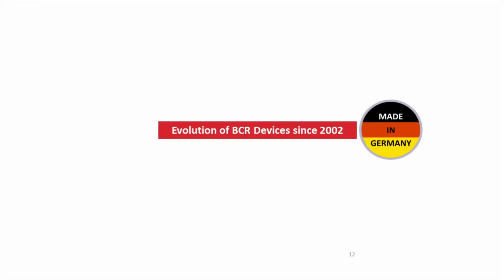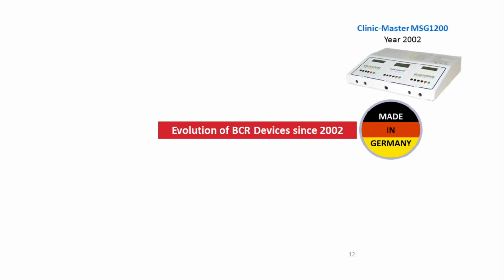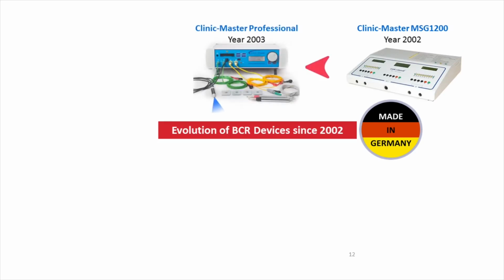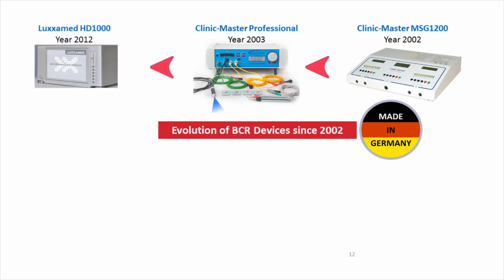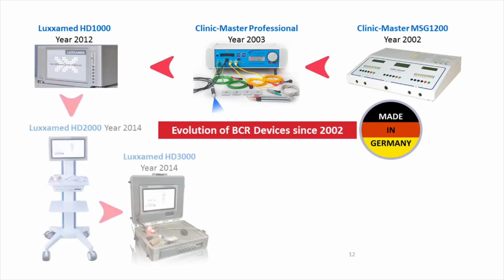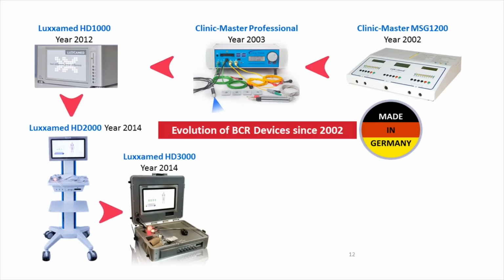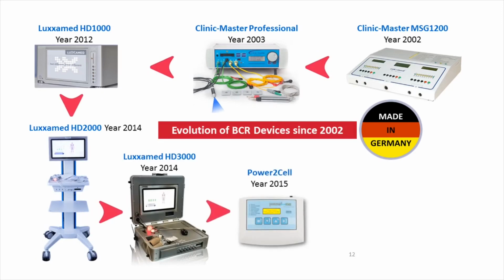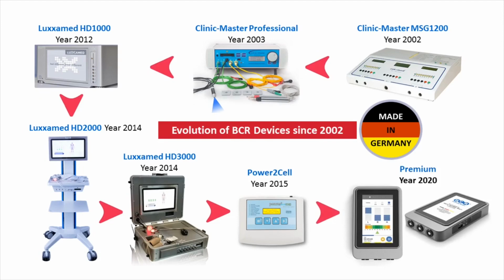I said earlier that we have been producing BCR systems since 2002. It has been made in Germany throughout, and it's fully made in Germany till today. And this is the Clinic Master MSG1200, which was made in 2002. Then we had the very successful Clinic Master Professional, which had a longer life cycle. Then the Laxamed 1000, 2000 and 3000 were launched together in 2014. Then we had the Power to Cell, and now we have the Premium model.